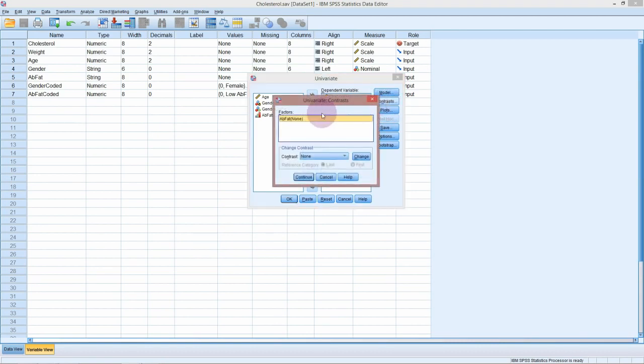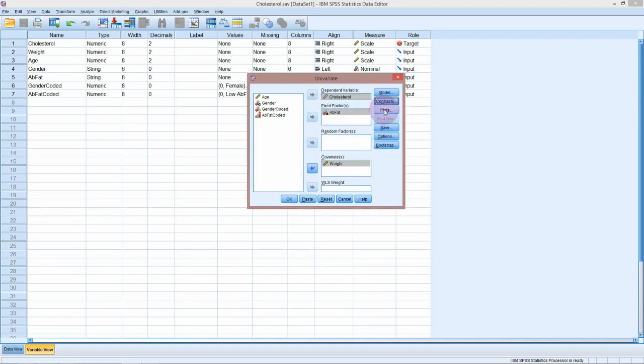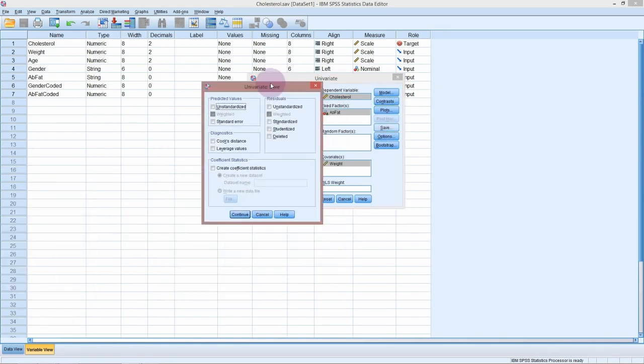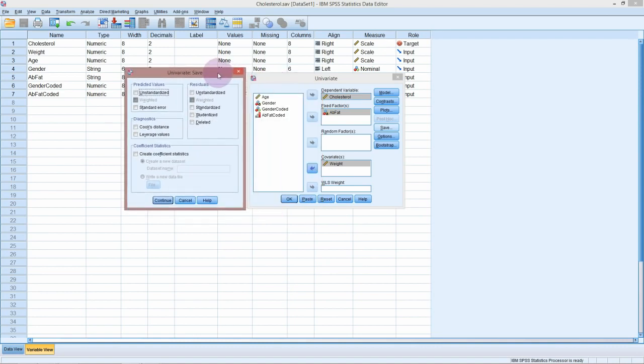In contrasts, we can choose just simple contrast for ab fat. We don't really need any plots at this stage. Now for any model that we build, we should be saving the residuals and taking a look at those. I won't do this for every single model we build just for time reasons, but I'll just do it for this first one to check that you are remembering to do it.